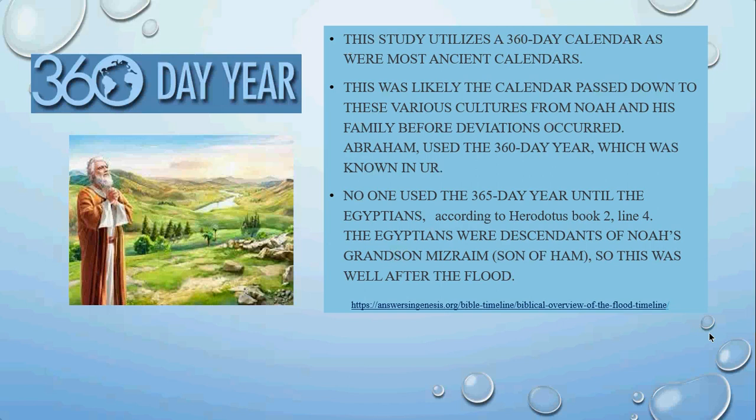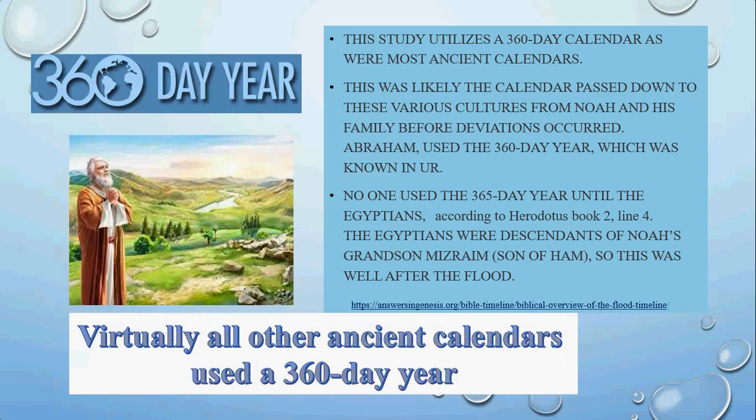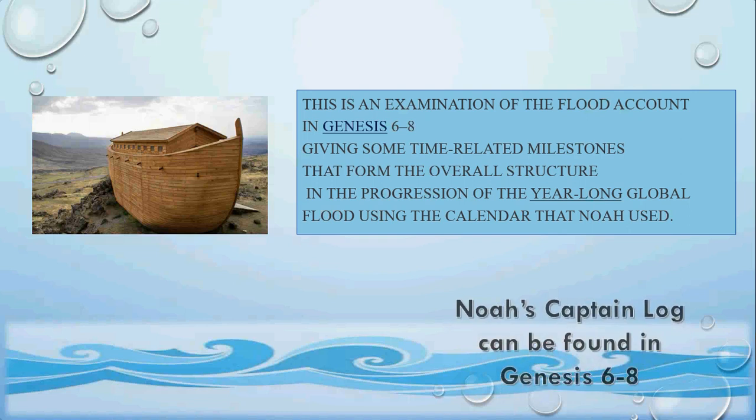The Egyptians were descendants of Noah's grandson, Mitzrayim, son of Ham. So this was well after the flood. Virtually all other ancient calendars used a 360-day year. This is an examination of the flood account in Genesis 6 through 8 that we're going to do. This will give some time-related milestones that form the overall structure in the progression of the year-long global flood, using the calendar that Noah used.